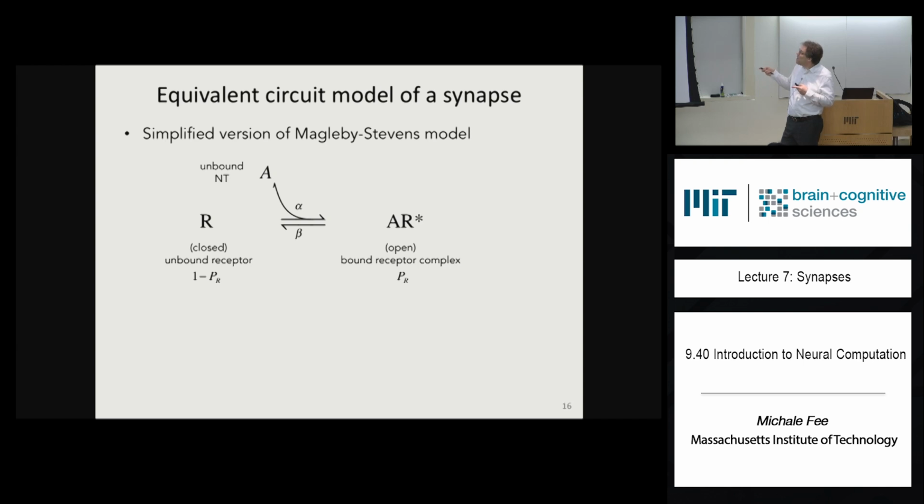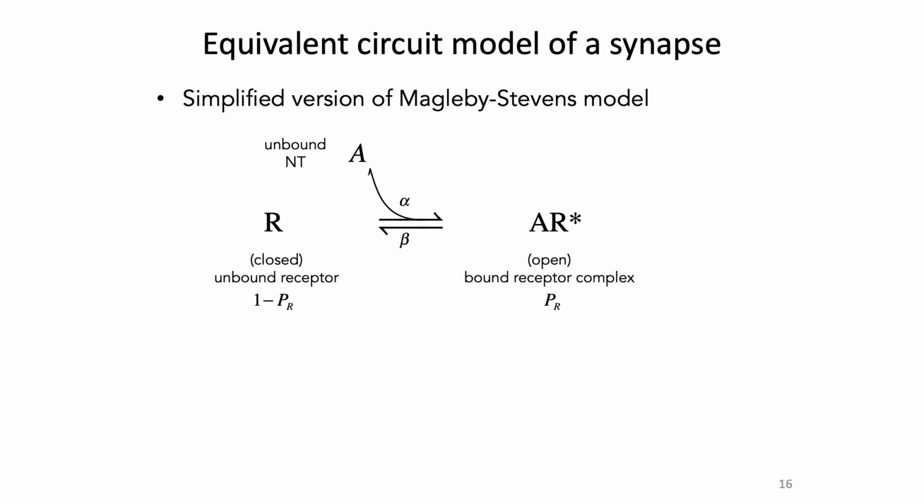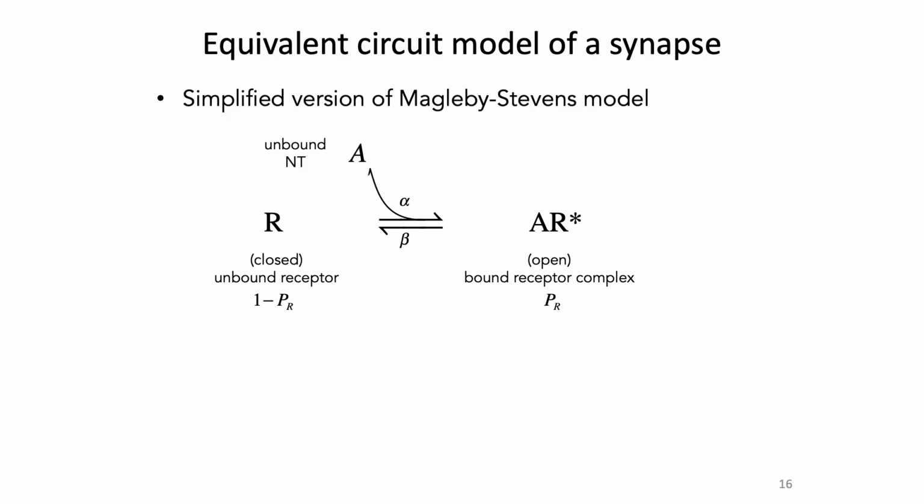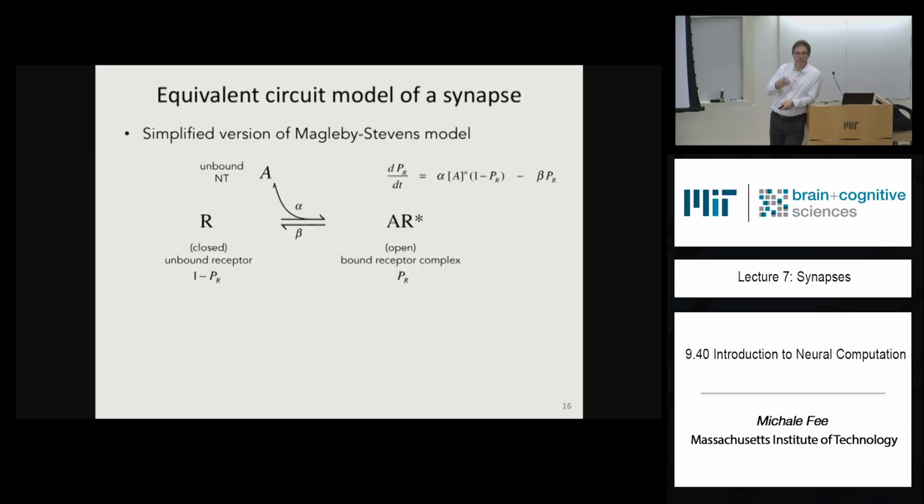So we have a closed state, an unbound neurotransmitter receptor, that binds to an unbound neurotransmitter molecule and forms a bound receptor complex that is then open. So that's P, and that's 1 minus P. And we can just write down the rate equation just the same way that we did to analyze the time dependence of the sodium channel or the potassium channel. Isn't that amazing? All that stuff we learned for Hodgkin-Huxley, you can use all the same machinery here.